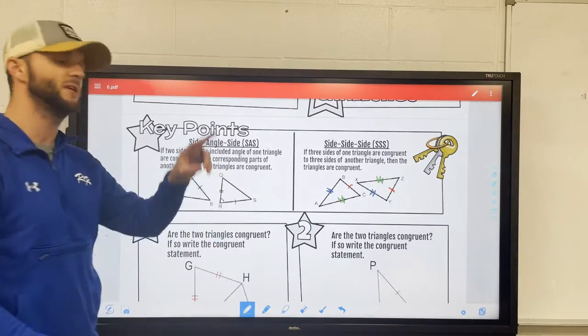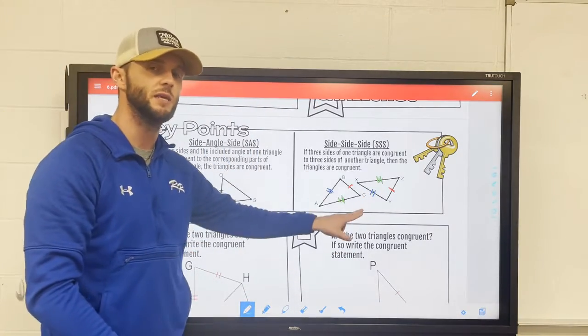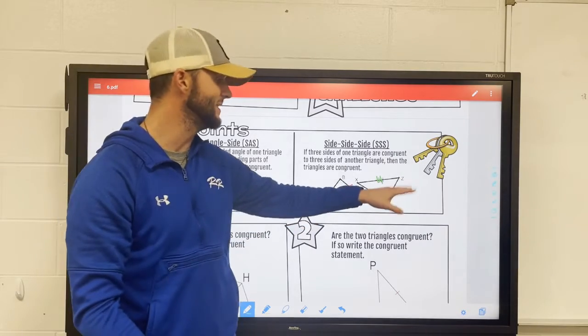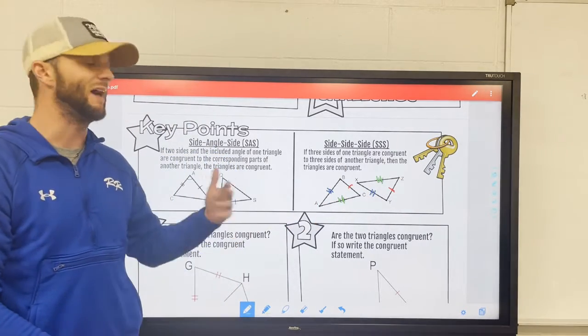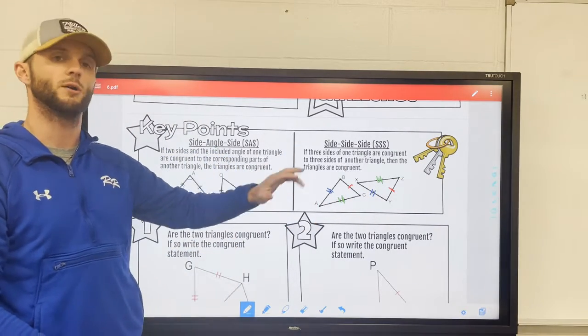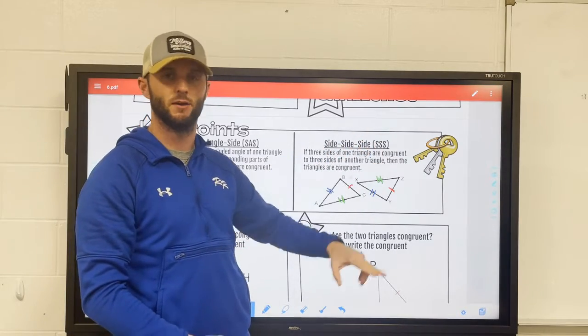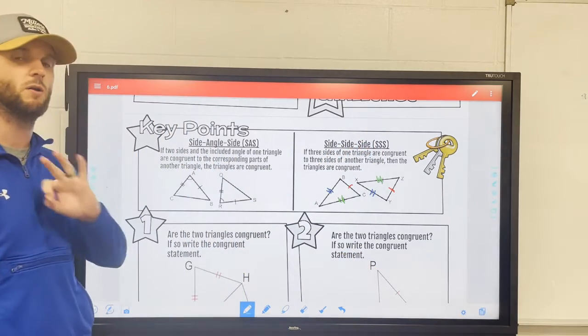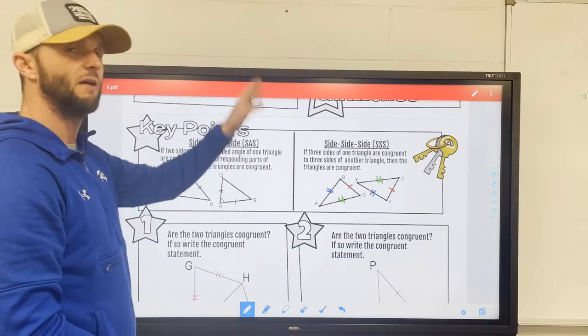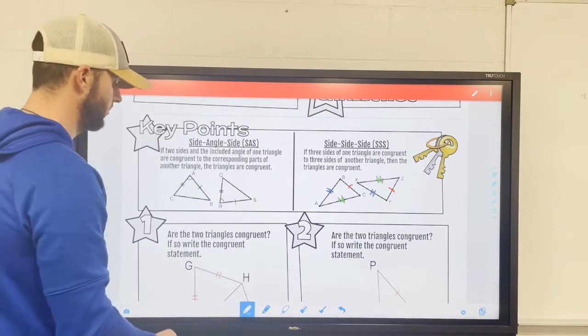So since all 3 sides of triangle ABC and all the sides of XYZ are congruent to each other, then that means all of their corresponding parts are also congruent to each other because of the side, side, side theorem. So if all 3 sides of a triangle are congruent, that means everything else of the triangle is also congruent to each other.